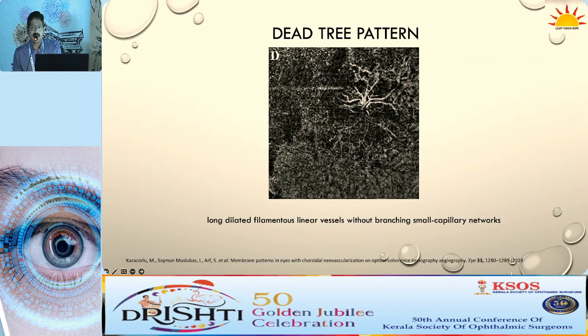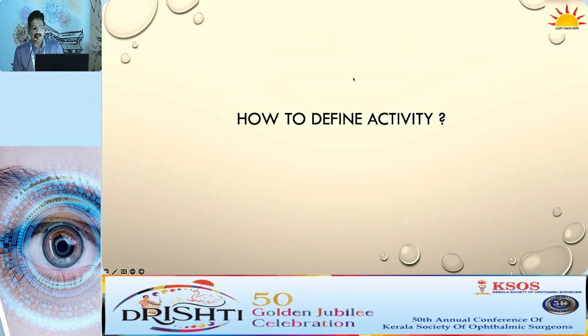Of the 3 patterns that I mentioned, the C-fan pattern, the Medusa head appearance, and the ill-defined pattern are all active lesions, whereas the dead tree pattern indicates chronicity. That is, there's no exudation there, so you don't have to treat such cases. So, how do we define activity in a case of CNVM from OCTA?